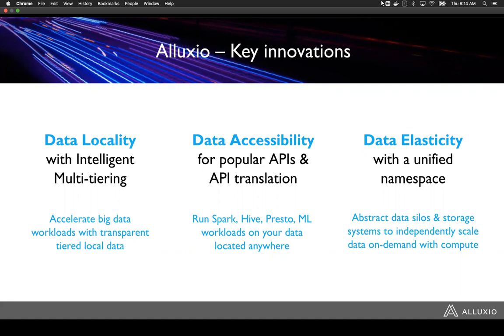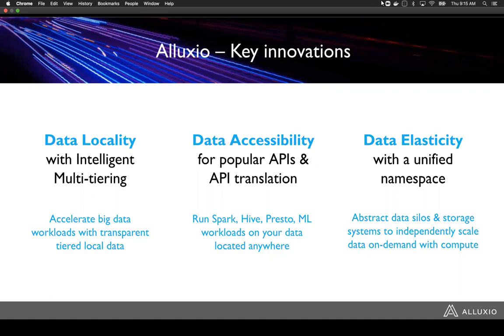The second pillar that I have over there is labeled data accessibility. So you can still continue to use the popular APIs which your frameworks are familiar with to access your storage, which could be located anywhere. It could be in the cloud, it could be in a cloud in a different region, spread across geographically.